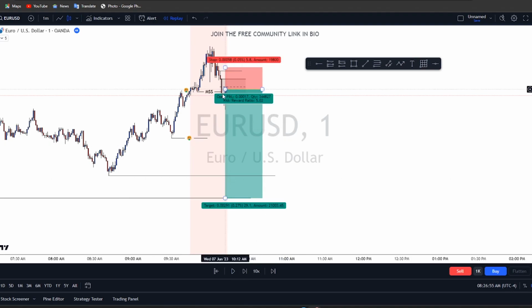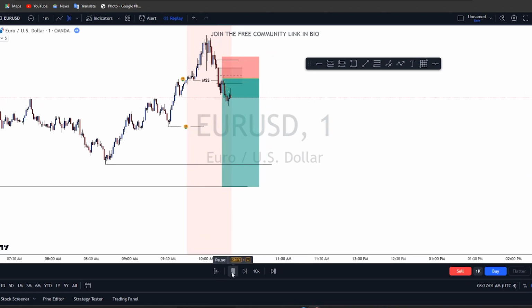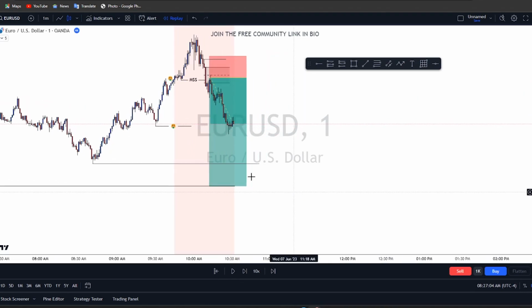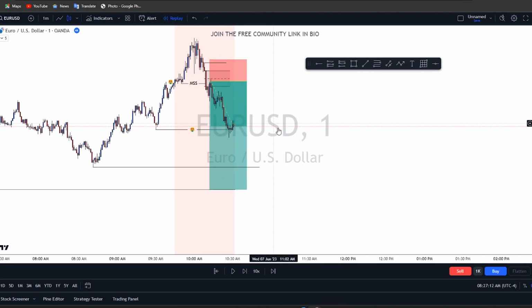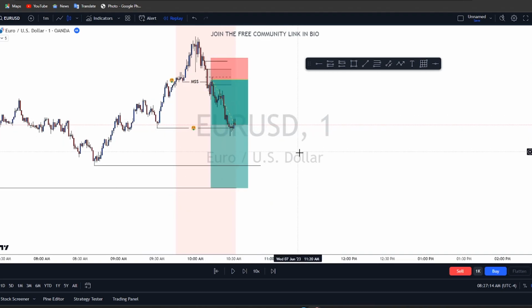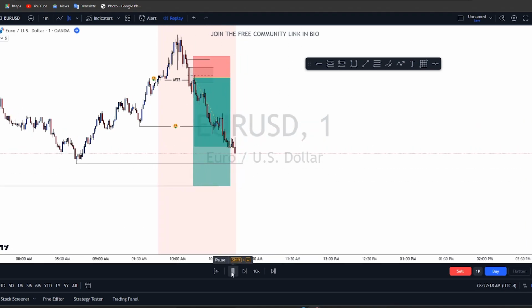Oh, I almost thought we got missed right there, the way it went close to it, but all right, we got tapped in. So let's see what happens. All right, beautifully the trade ran, hit TP1. So remember, once you hit TP1, you can always protect your trade by moving stop loss to break even. Remember, risk management is key. All right, let's see if we could hit TP2.